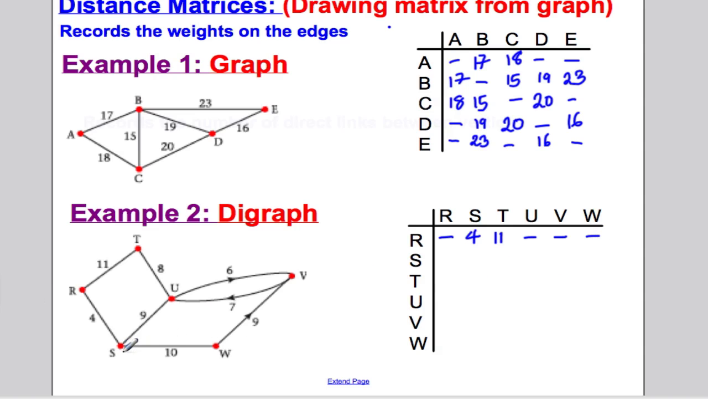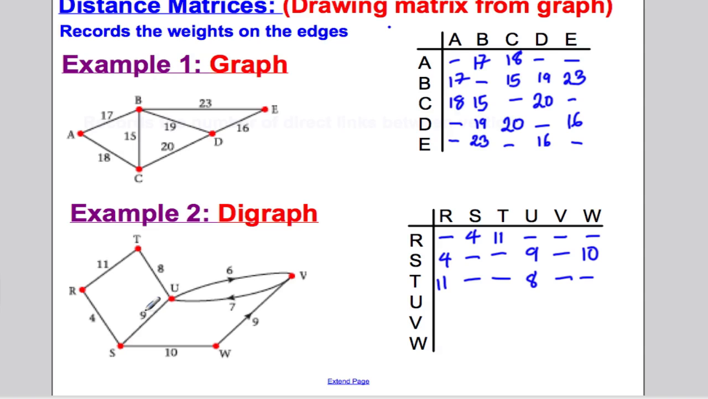Okay, S. S to R is 4. S to S is not applicable. S to T is not applicable. S to U is 9. S to V not applicable. S to W is 10. Okay, from T. T to R we know is 11. T to S not applicable. T to T not applicable. T to U is 8. T to V not applicable. T to W not applicable.